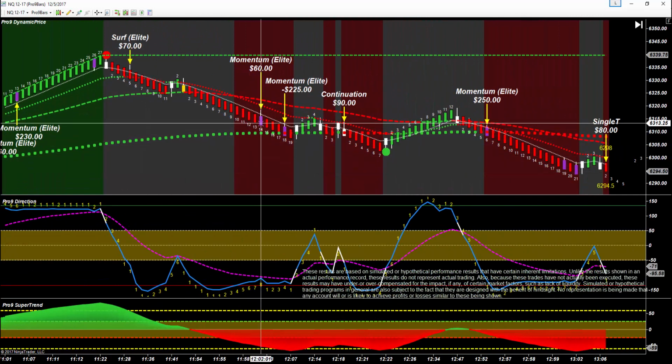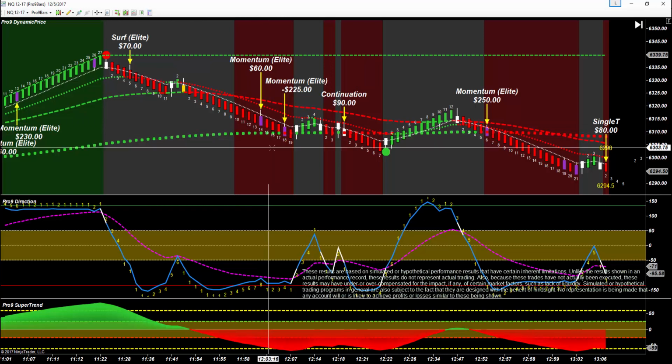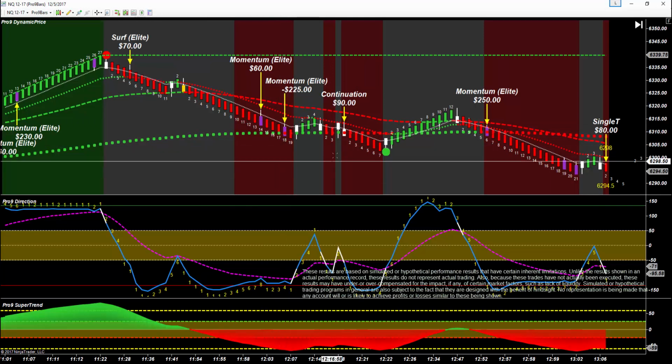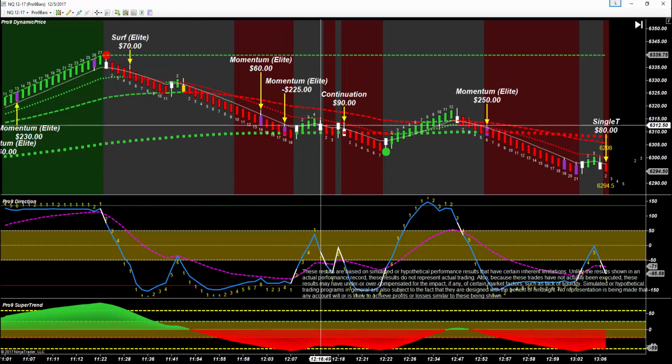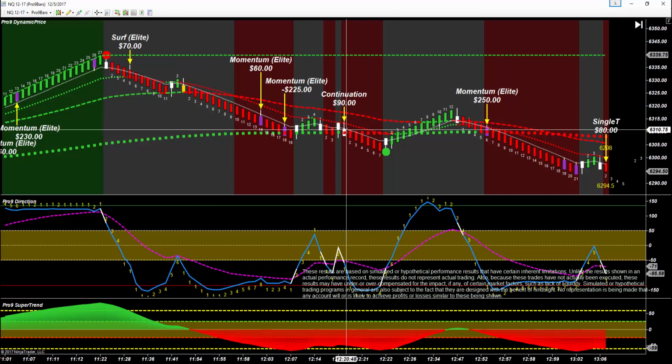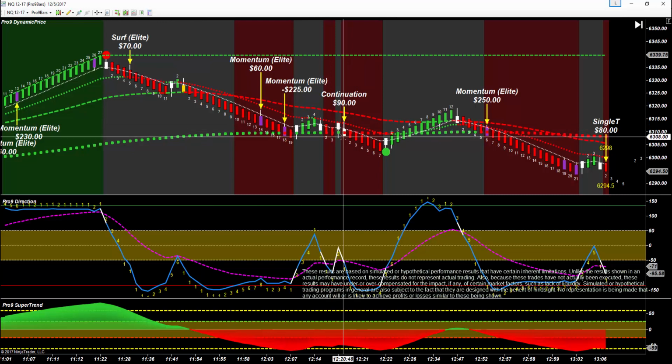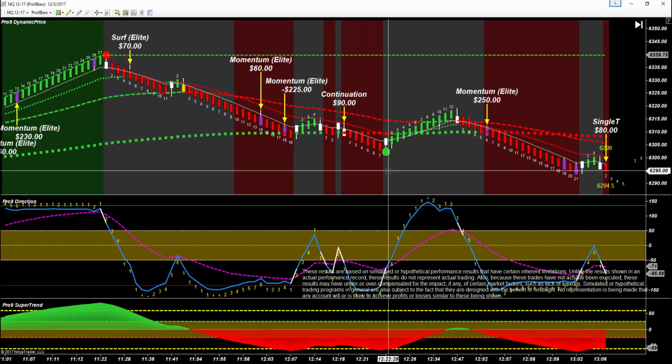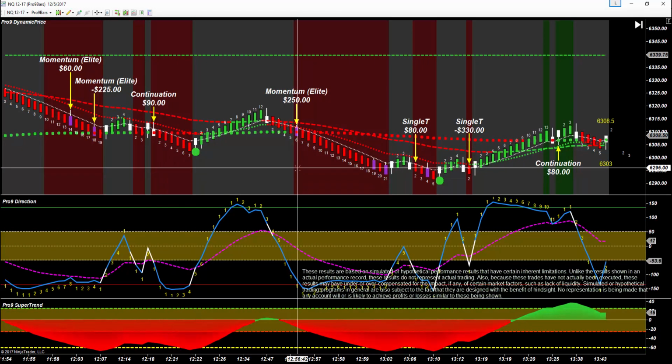Then we have a momentum short that just hits profit target, plenty of room before we hit the 200, followed by another momentum that doesn't quite hit our 6-tick profit target. This single T here doesn't qualify as our 200 is not in the correct order, but we are able to catch this continuation. Our entry is past the 200, it does hit profit target, and the runner grabs a couple extra ticks. A bit later we have a momentum short at 12:56.